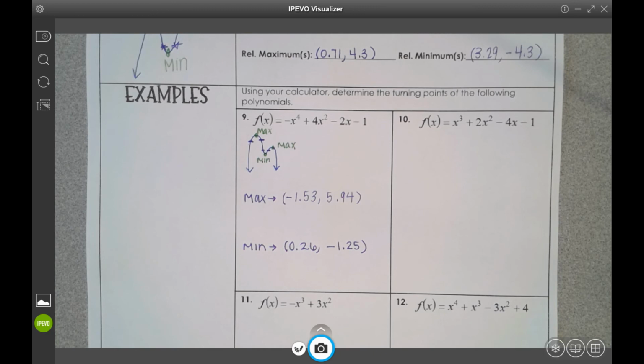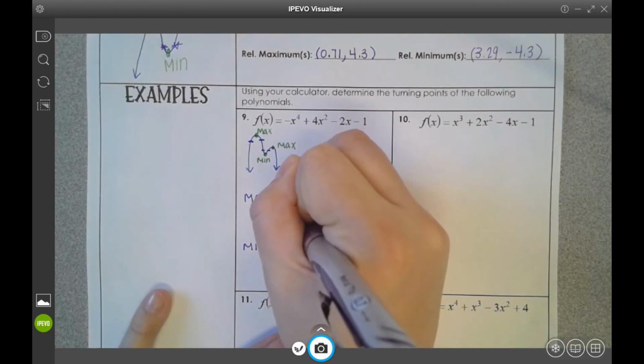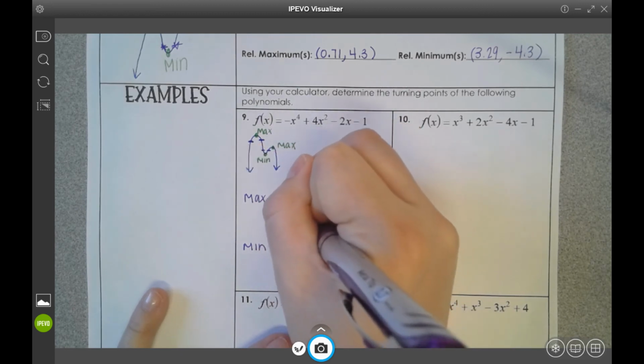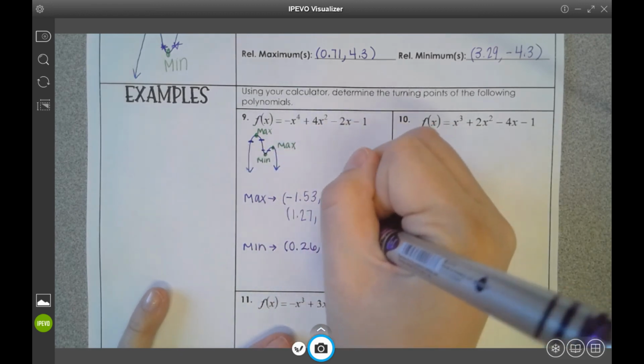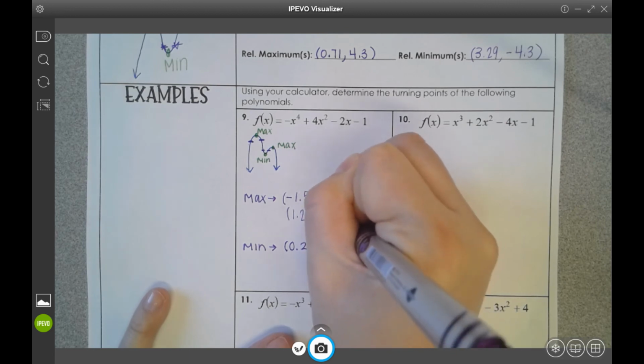And then do the same thing. We have one more max. So second trace. Down to number 4. We're going to be just to the left of that maximum. Hit enter. Go to the right. Hit enter. Hit enter again. And we get 1.27, comma, 0.31.